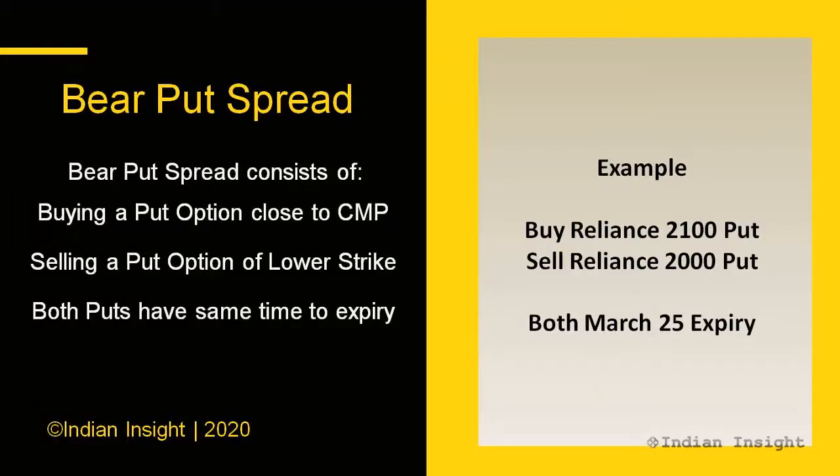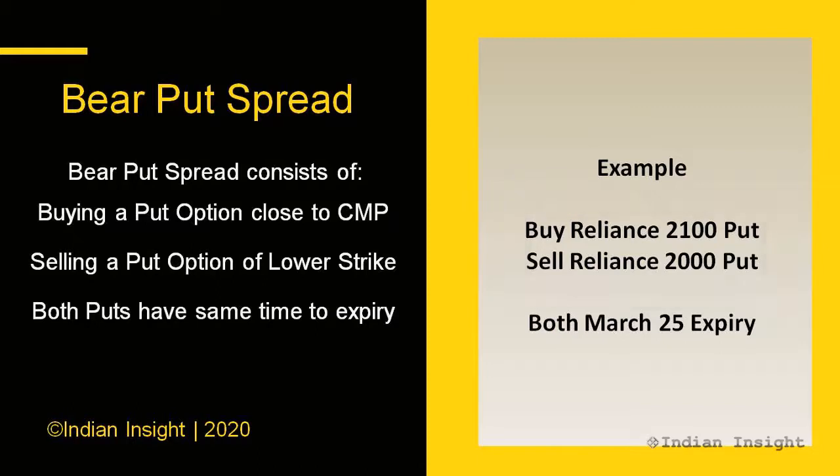First, let's start with the bear put spread. This spread involves buying a put option and selling a put option of lower strike. For example, on the right, you see that we bought the Reliance put option of 2100 strike and sold the Reliance put option of 2000 strike. Both these options have the same time to expiry because they both expire on 25th of March. One leg of this strategy involves a long put position, while the other leg has a short put position. By taking these two trades simultaneously, we create what we call a bear put spread.